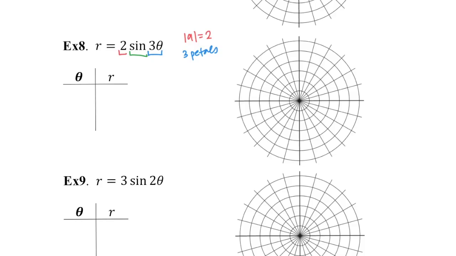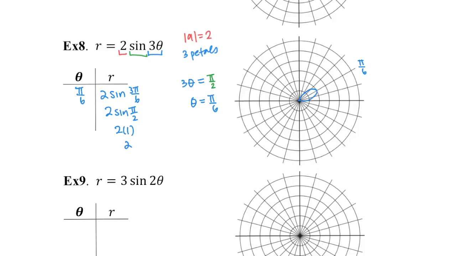Okay, but this is 3 theta. So I'm going to say 3 theta equals pi over 2. So I can figure out where to maximize my petal at. So if I plug in pi over 6, I get 2 times the sine of 3 times pi over 6, which is 3 pi over 6, which is 2 times the sine of pi over 2, which is 2 times 1. So that gives me 2. That's why I wanted to start it at pi over 6. Depending on your scale, it might look different. But for me, pi over 6 is right here. So at pi over 6, I'm going to have my first petal.